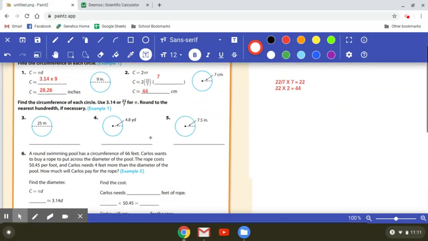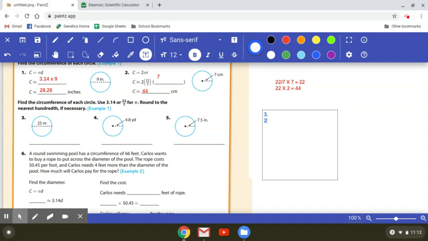All right, so number 3 says find the circumference of each circle, and we can use 3.14 or we can use 22/7. I recommend if you have a number that is 7 or 14, that's a good time to use 22/7. So let's go ahead and do the first one. I'm going to come down here. I'm going to grab it in a different color, and I'm going to do number 3.